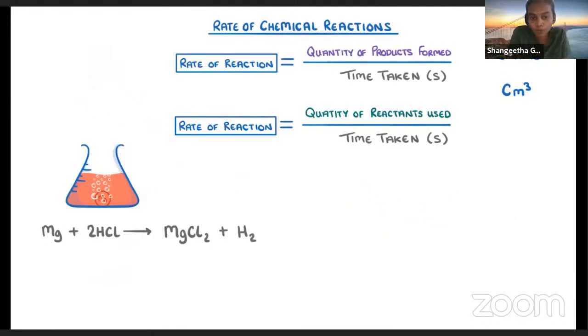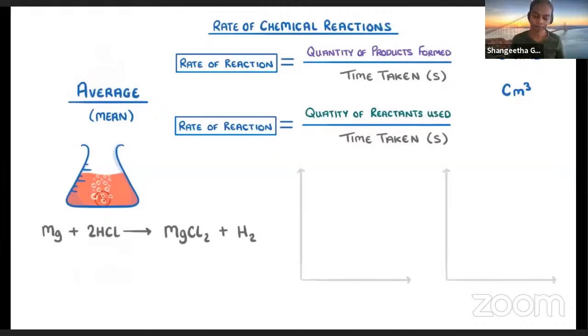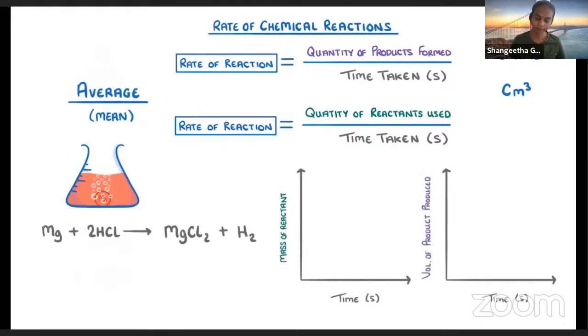Now, these rates of reactions that we've calculated so far are actually the average or mean rates of reaction throughout the entire reaction. In reality, the rate would start off really fast when there are loads of reactants that can react together, and then slow down as the reaction progresses and the reactants get used up. We can see how this works by plotting some graphs with time on the x-axis and either mass of reactant remaining or volume of product produced on the y-axis. So on our left graph here, if we started with 3 grams of magnesium, then the mass of our reactant would start at 3 grams and at first fall quite rapidly. But then it would slow as the reaction progresses and it gets used up less quickly.